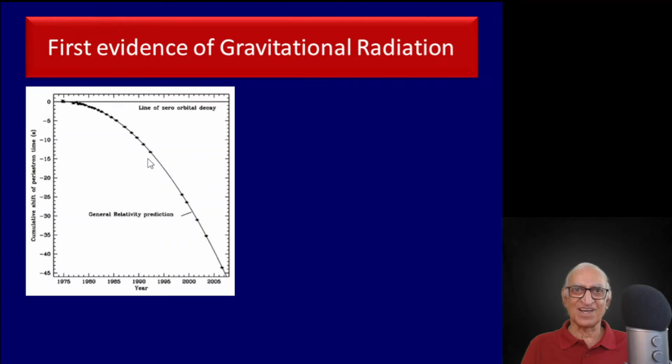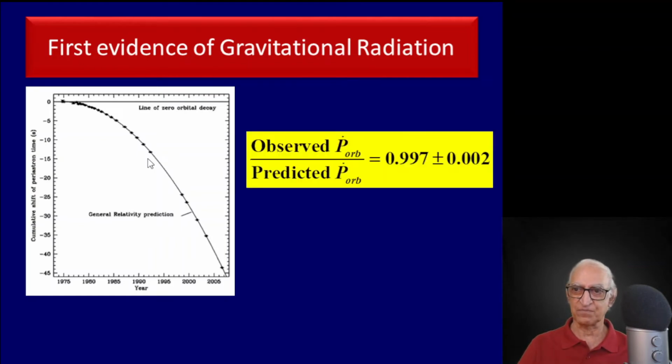And that is why Hulse and Taylor were given the Nobel Prize for Physics for this discovery, which was the first demonstration of the existence of gravitational radiation. Yes, we didn't detect the gravitational waves themselves directly. That had to wait till 2015. But this was sure evidence of the existence of gravitational radiation.